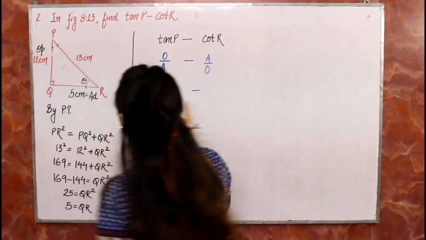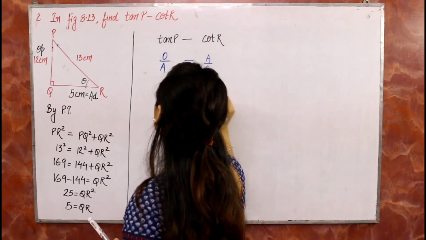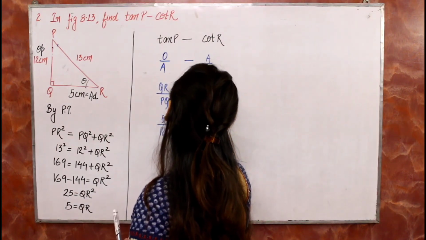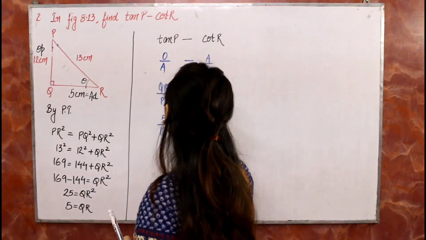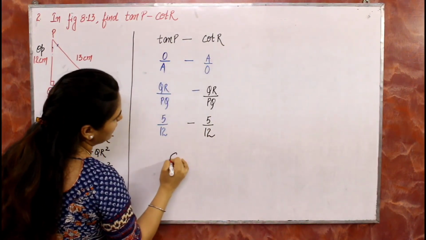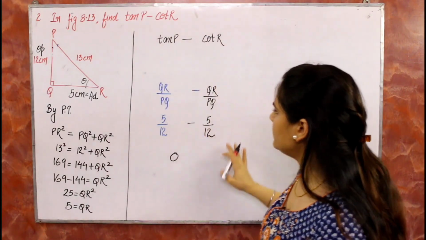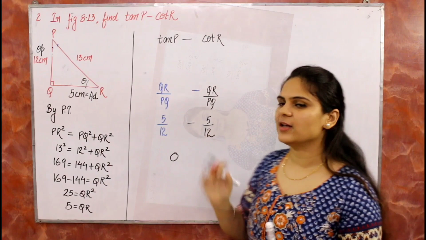So in this case, cot R is adjacent side upon opposite side, QR upon PQ, whereas the value of tan P is 5 upon 12. If you subtract them, this will be 0. And there is no need to write this formula. You have to write straight away this, and this is the final solution.